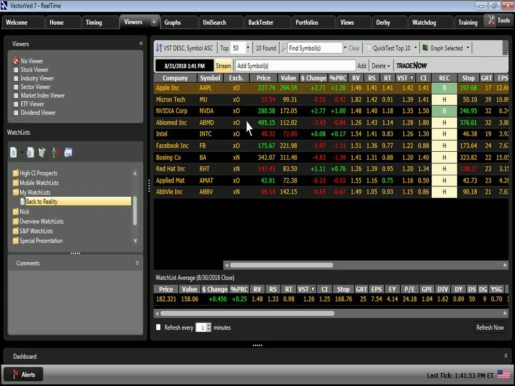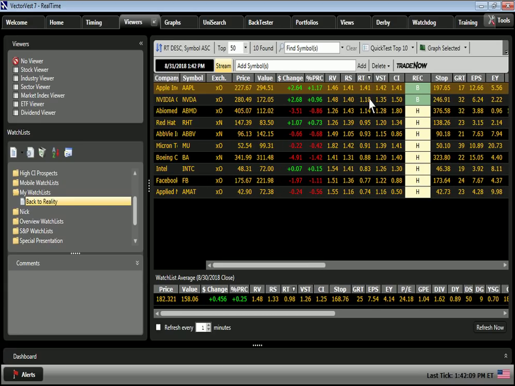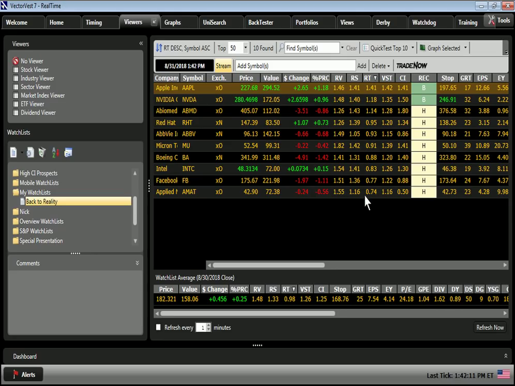Let's take this list now of the stocks you would have gotten back in March of 2018. Let's sort them as of now by RT. Which stocks are really hurting your portfolio? The stocks with an RT below 1.